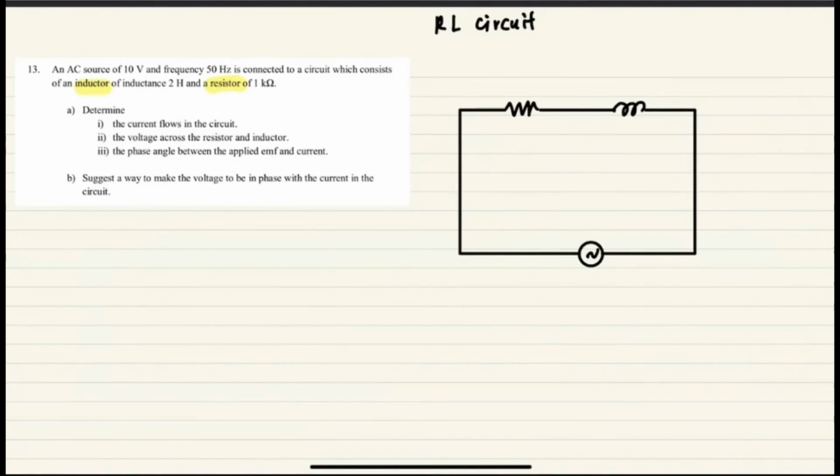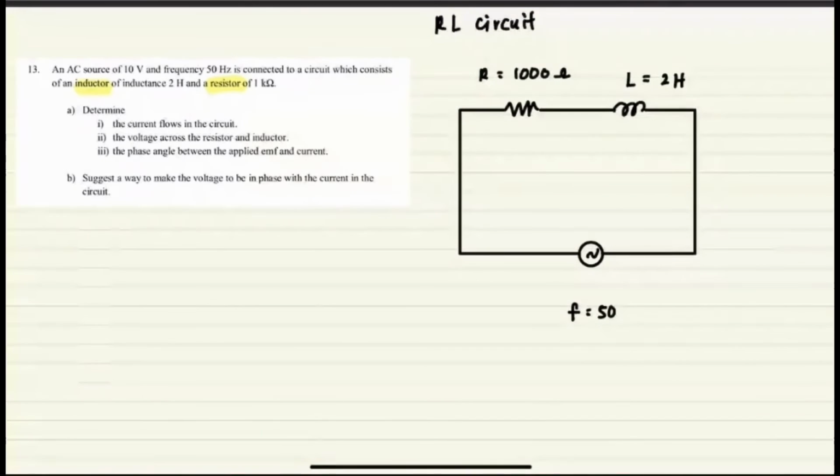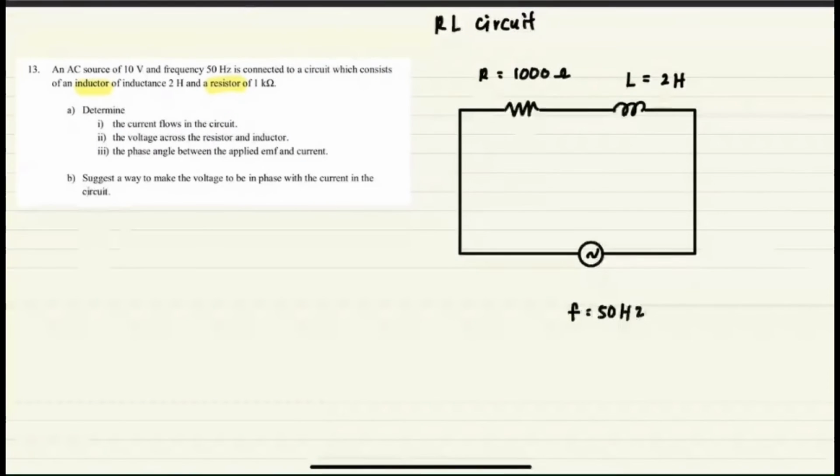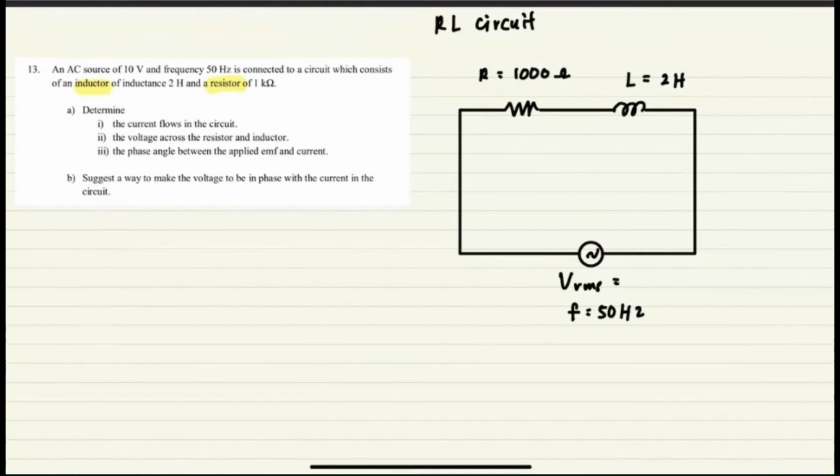Okay, so resistor and inductor. Inductor tu adalah L given 2 Henry, resistor given 1000 ohm ataupun 1 kilo ohm. Frequency dia kata frequency is 50 Hz, and then AC source itu adalah VRMS. Okay, walaupun dia tak sebut tu VRMS, tapi sebut source itu adalah VRMS.